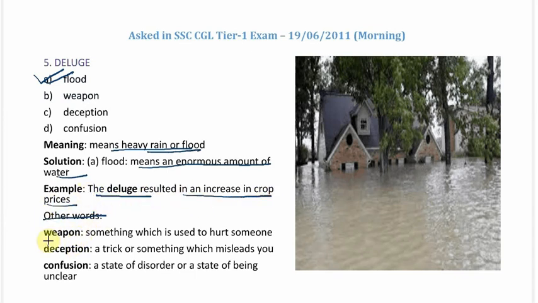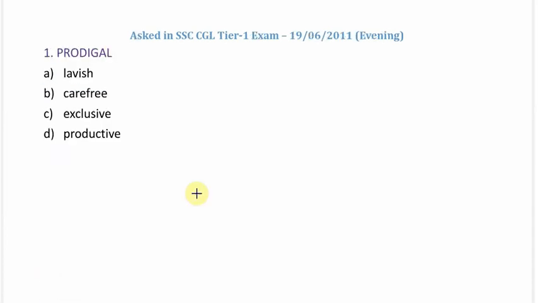The other words are weapon, which means something which is used to hurt someone, deception. So deception is a trick or something which misleads you, and confusion is a state of disorder or a state of being unclear.